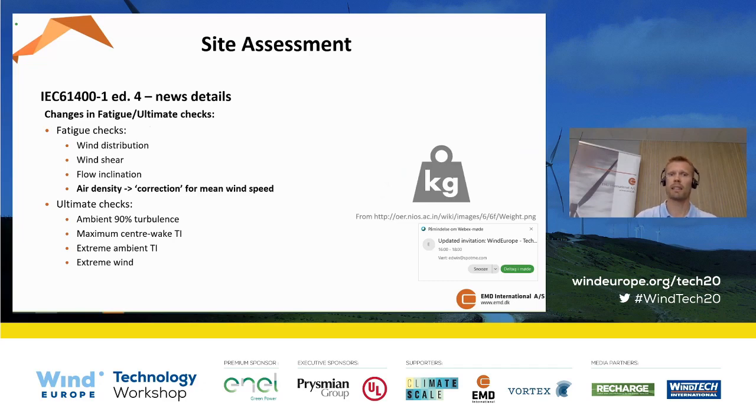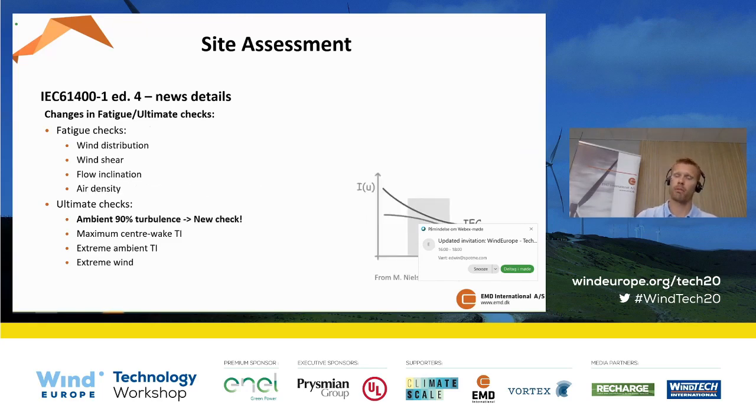For air density, so it's fundamentally the same. However, if the air density exceeds the design limit of 1.225, the edition 4 standard allows a correction if the mean wind speed is less than the design mean wind speed, to give some margin there. So for the ultimate checks, 3 new checks have been introduced, which relate to the turbulence.